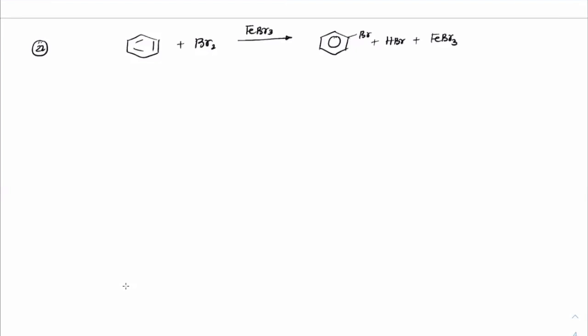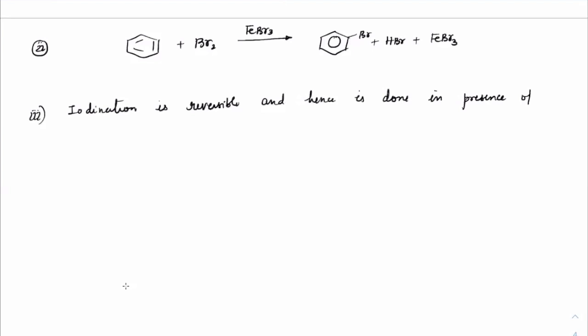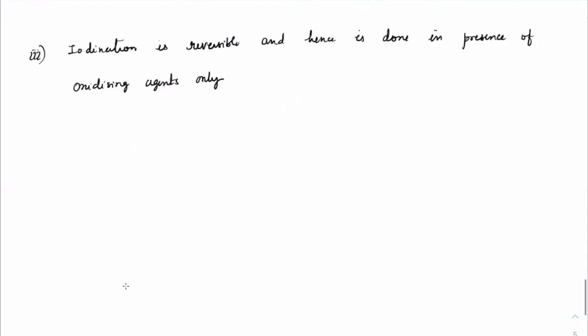Now, if you have seen, I have only used chlorine and bromine in these cases. I didn't use iodine. The reason for it is that iodination is actually reversible. Chlorination and bromination will happen mostly in the forward direction. But in case of iodination, it is going to be a reversible reaction. So let me mention that iodination is reversible, and hence is done in the presence of oxidizing agents only.